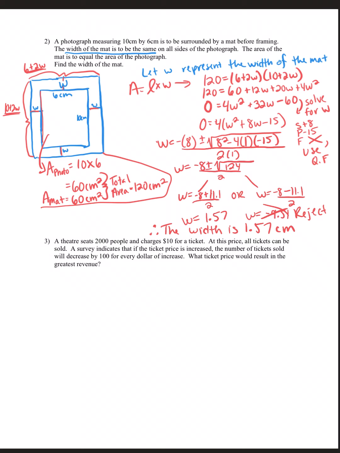Okay, we'll try one more problem. Okay, last word problem we're going to look at for this note. A theater seats 2,000 people and charges $10 for a ticket. At this price, all tickets can be sold.